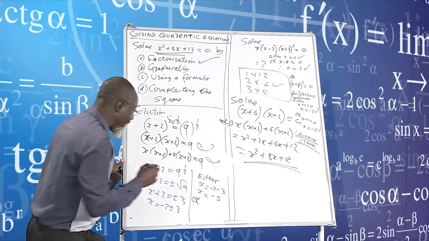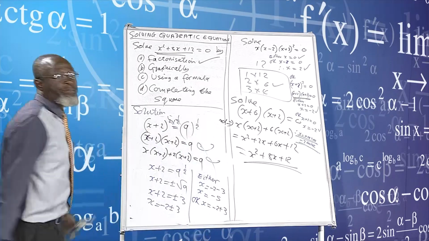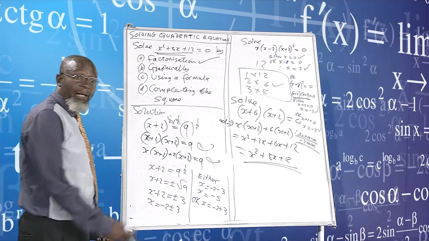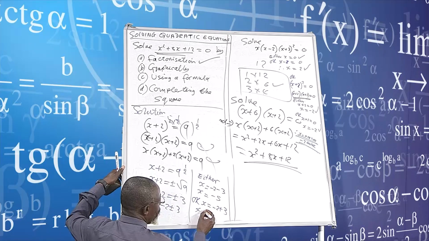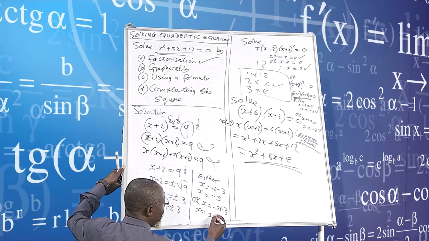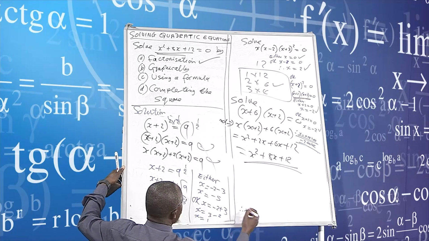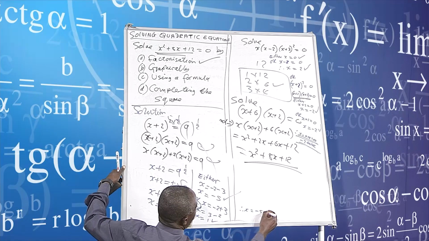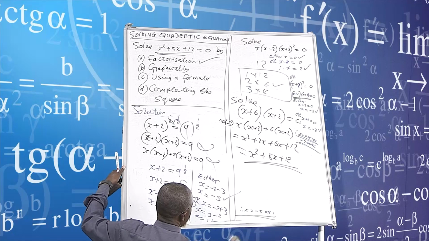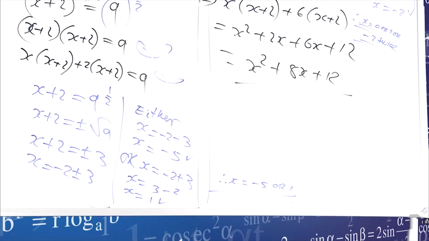Or x is now equal to minus 2 plus 3. Right. When you're dealing with negatives, know that the addition comes first, so I swap and bring the 3 first, then minus 2, which is equal to 1. So therefore x is equal to minus 5 or 1. That is now the answer.